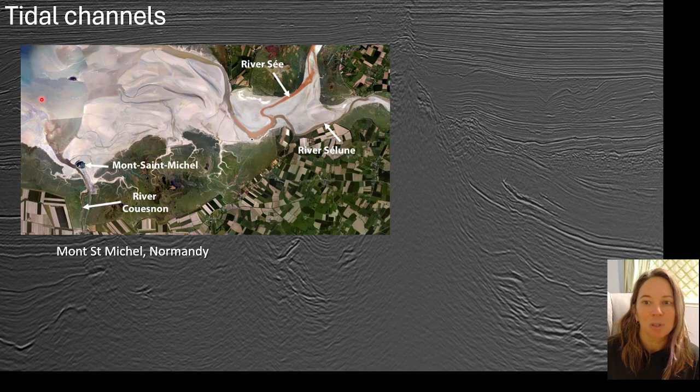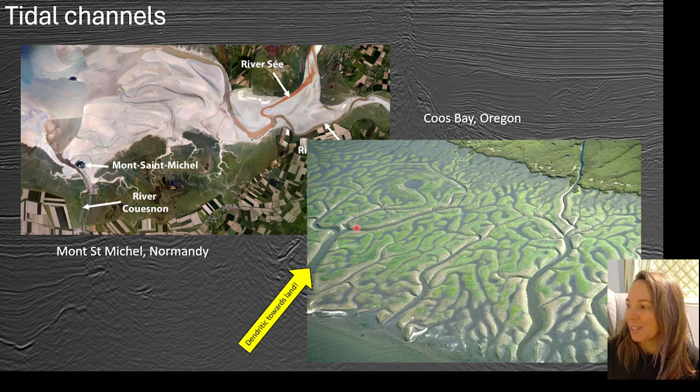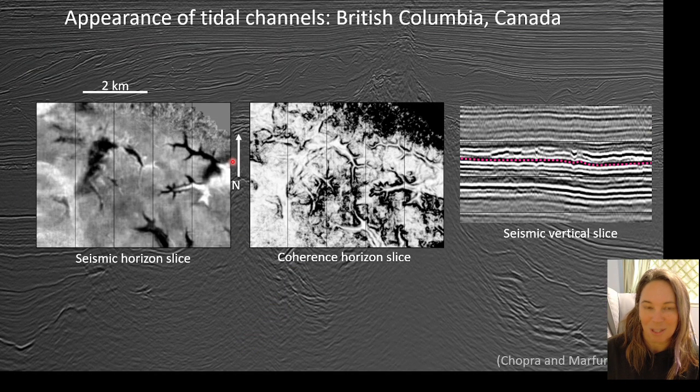This first one is Mont Saint-Michel in Normandy, which has some of the highest tides in the world. And then the second one is from Coos Bay in Oregon. One of the interesting things to notice is that it looks dendritic as you move towards land, which isn't always something that we would think about right offhand. But you can notice that here in the Oregon area, and then also in Mont Saint-Michel. That dendritic pattern points towards land or away from the basin. So those are things to keep in mind as you're analyzing your seismic.